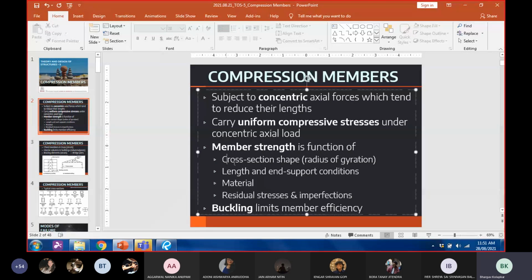So this list does not include force or eccentricity or moment, meaning that the amount of load is not going to govern how the column will behave.